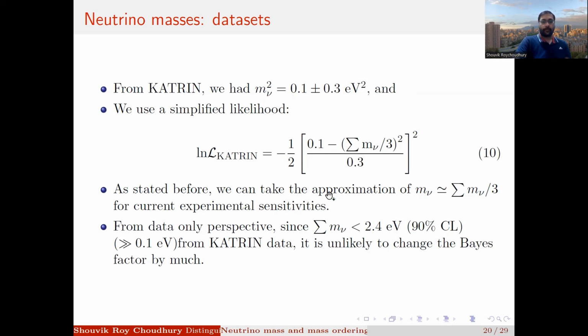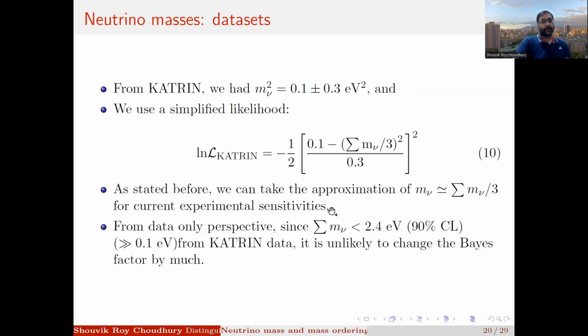Now, we are taking an approximation of mu equal to the sum of neutrino masses divided by 3, or basically one neutrino mass value. From the data perspective, since the sum of neutrino masses being less than 2.4 eV is the constraint from KATRIN data, it is unlikely to change the Bayes factor by much. From cosmology, we use the two results of 0.12 eV and 0.09 eV bounds at 95% confidence limit. We again use very simplified Gaussian likelihoods where the mean value is 0 and the standard deviations are half these values, which is 0.06 and 0.045 in the two cases. So these are the Cosmo 1 and Cosmo 2 likelihoods.